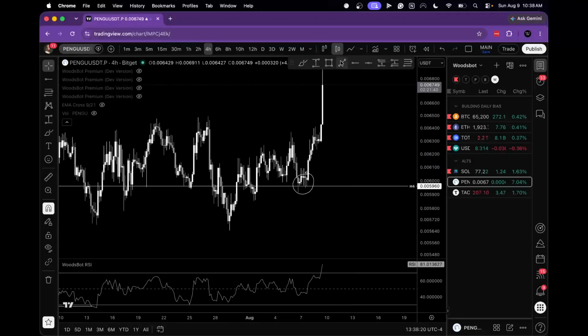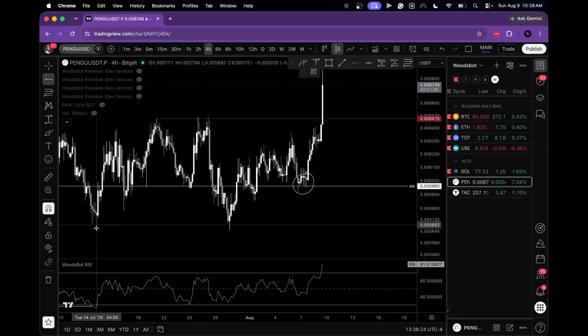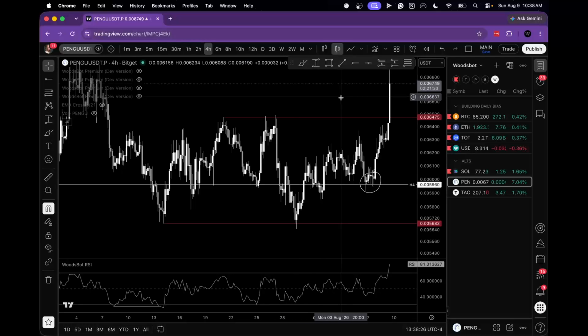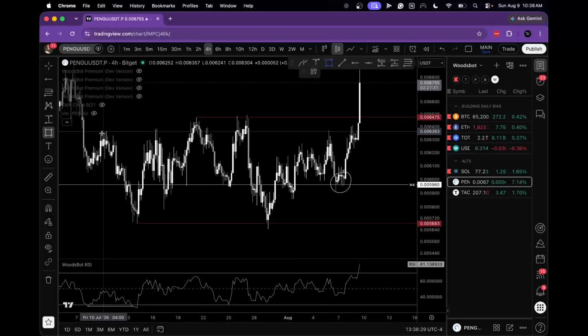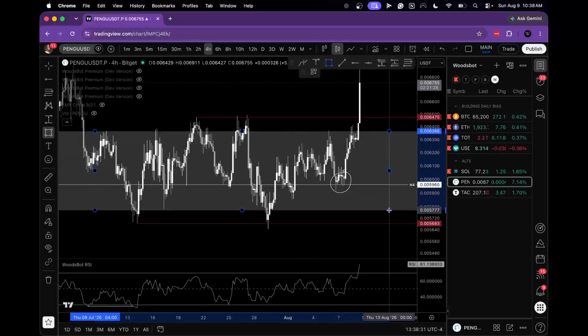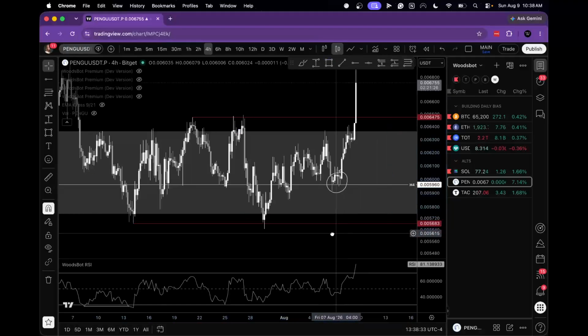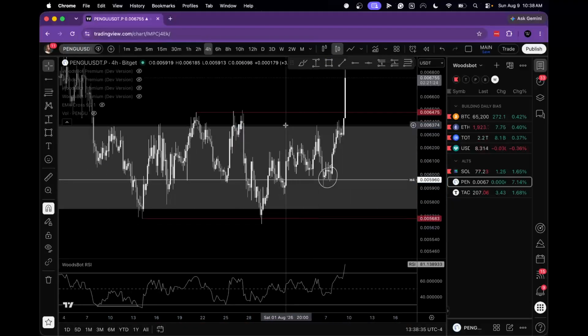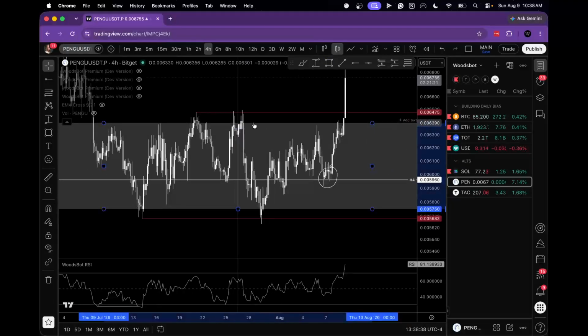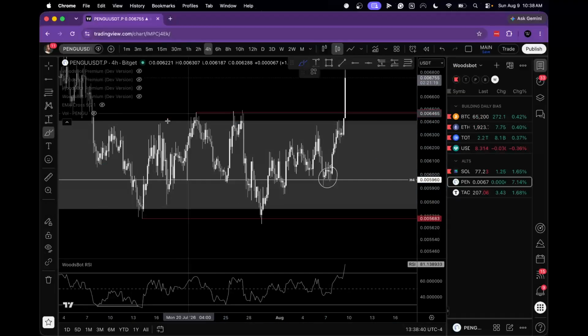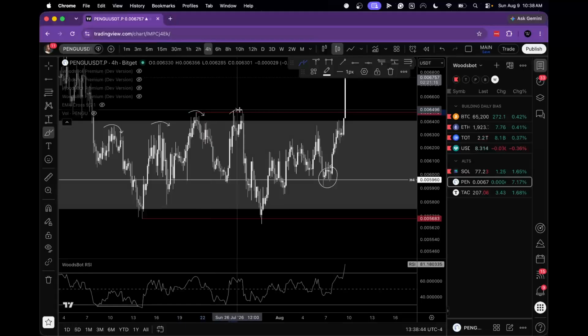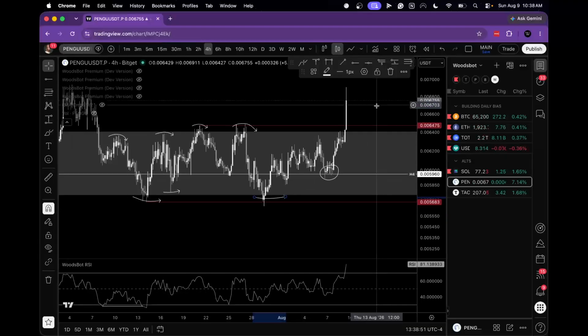And you want to look for key levels, right? Like key swing levels. This is kind of a range that we were in for a while. You have your range high area here, range lows, and we've been in this range, and now we're breaking out of this range, right?